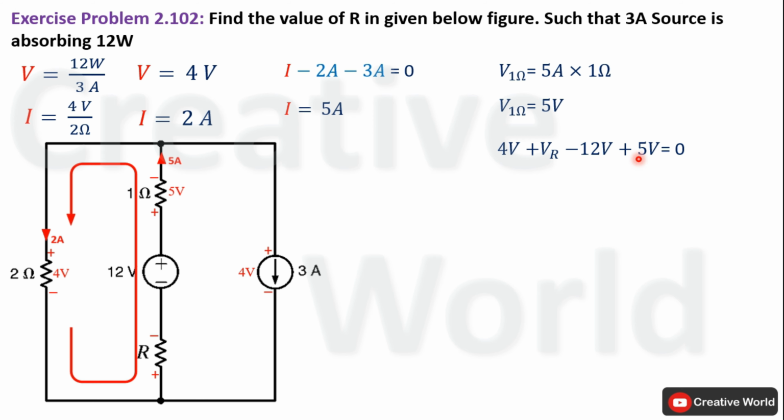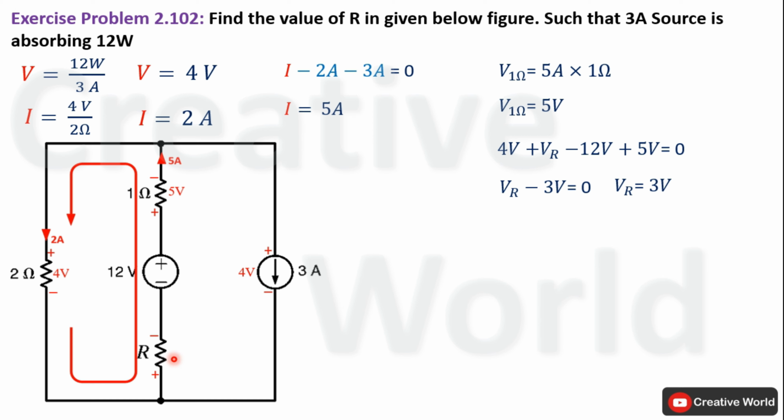Now add 5 volt and 4 volt together, it will become 9 volt, and subtract 9 volt from minus 12 volt. The answer will be minus 3 volt because the larger value has the minus sign along with it. Place minus 3 volt on the other side of the equal sign to calculate the voltage across this resistance R, that will be equal to 3 volt.